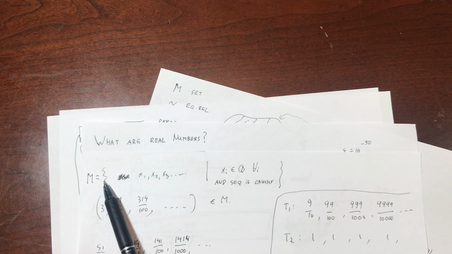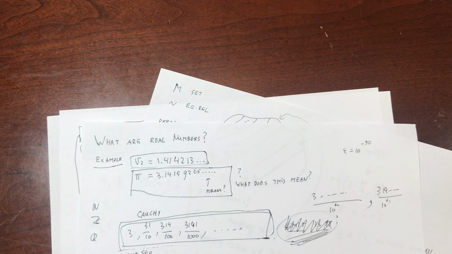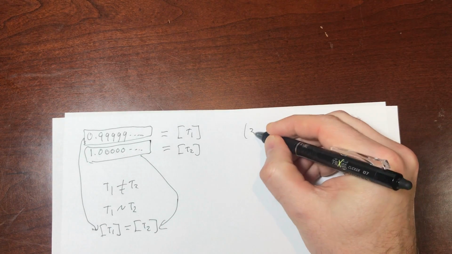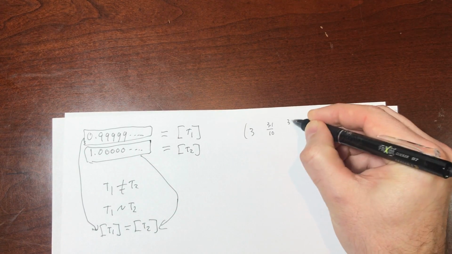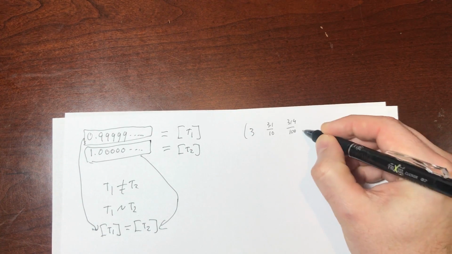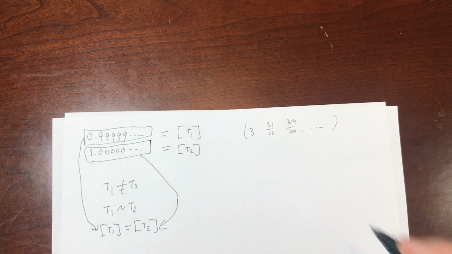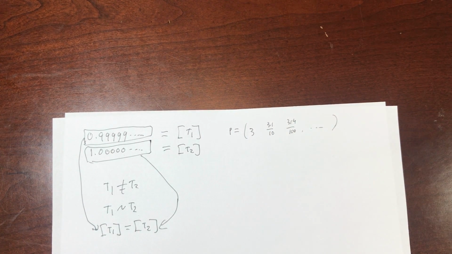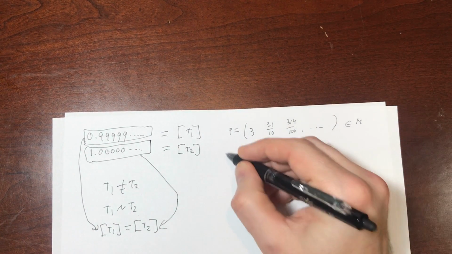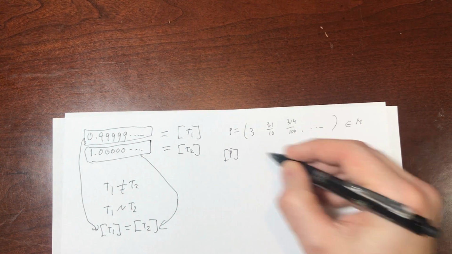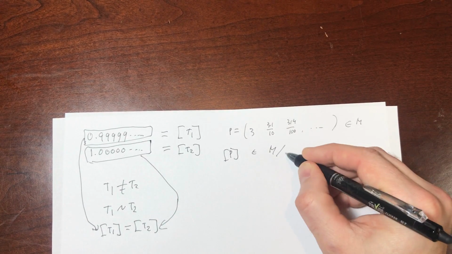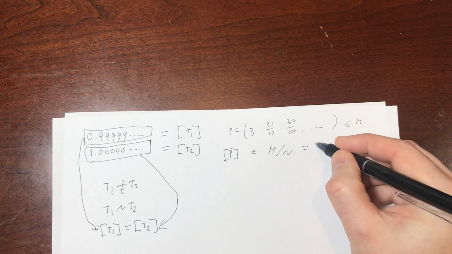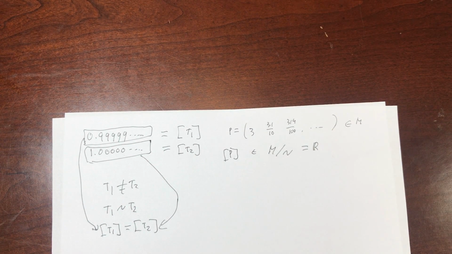So this sequence, say 3, 31 over 10, 314 over 100. Let's call this sequence P. So that's an element of M. So then the class of P is an element of this. But this is the set of all equivalence classes. But this here is the same as the real numbers.